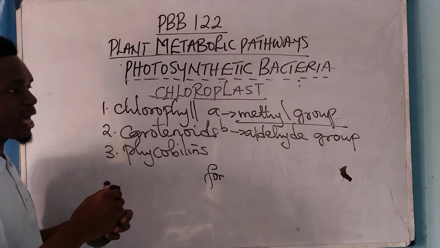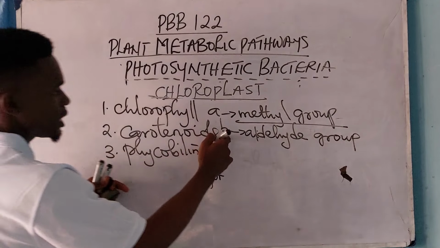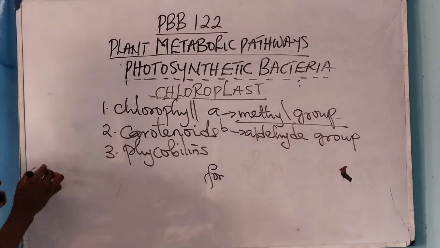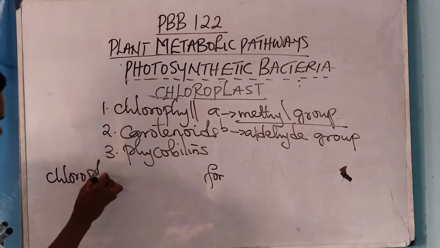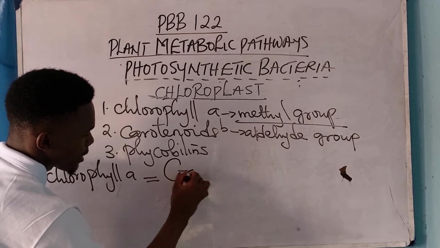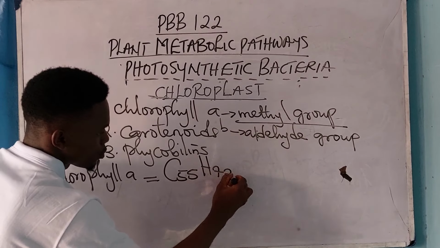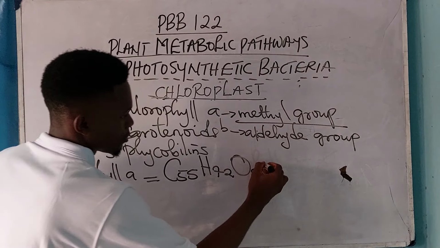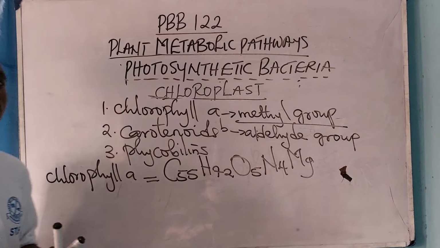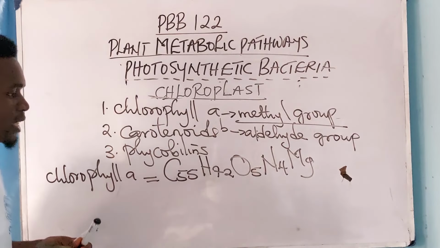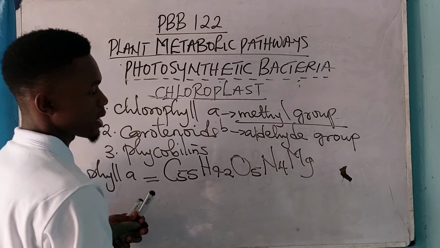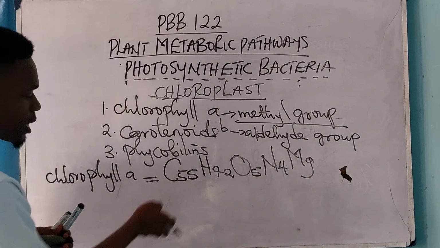Chlorophyll A and B have their own molecular formulas. Chlorophyll A has the molecular formula C55 H72 O5 N4 Mg. Which of these is the molecular formula of chlorophyll A? It is C55 H72 O5 N4 and magnesium, the elements being carbon, hydrogen, oxygen, nitrogen, and magnesium.